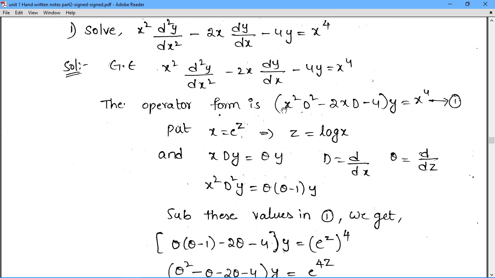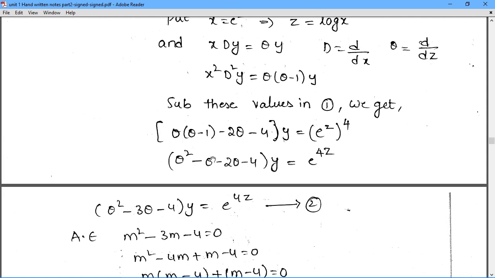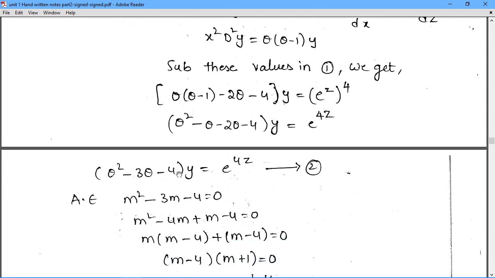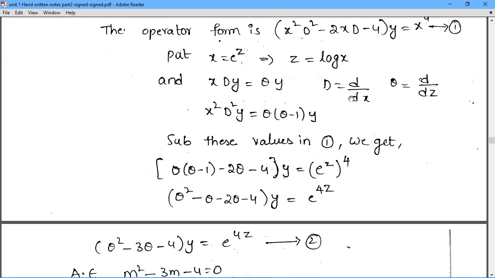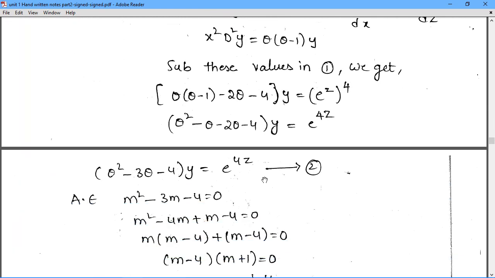So substituting these values, x square D square is replaced with theta into theta minus 1. x D is replaced with theta. So replacing these values, the Cauchy-Euler equation reduces to a linear differential equation with constant coefficients. The right hand side also we have to change in terms of z, because x power 4 is there, but x means e power z, e power z whole power 4 means e power 4z. Now it is a linear DE with constant coefficients.